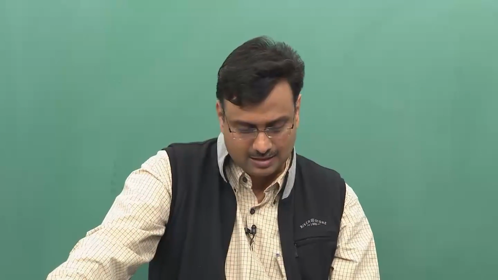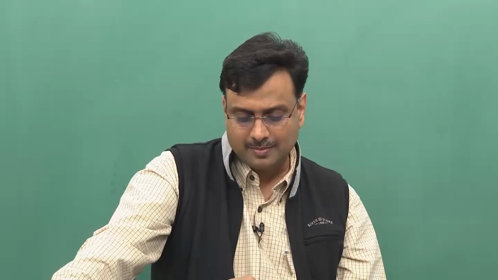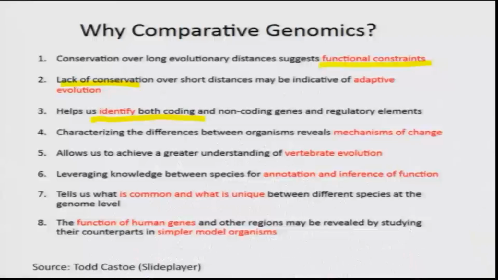And then we have developed our own qualities. For example, our brain is far more functional, more sophisticated, with cognitive abilities that are beyond what the apes can do. So we have acquired something new that makes us unique. So we can look into these gene signatures, and the function of human genes and other origins may be revealed by studying the counterparts in simpler model systems.